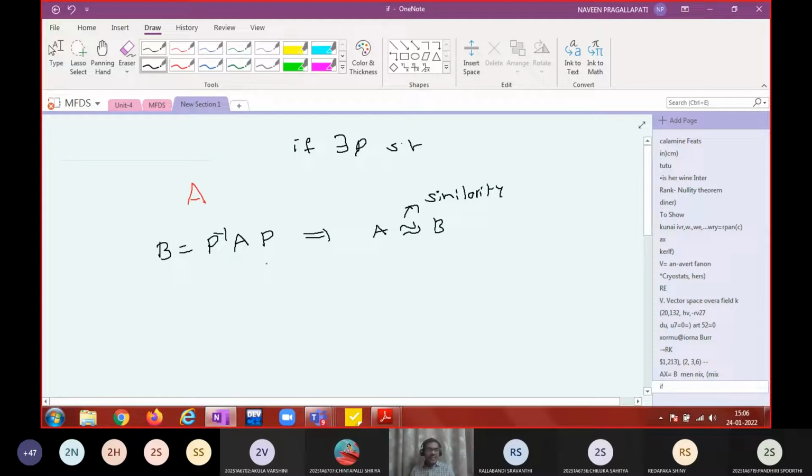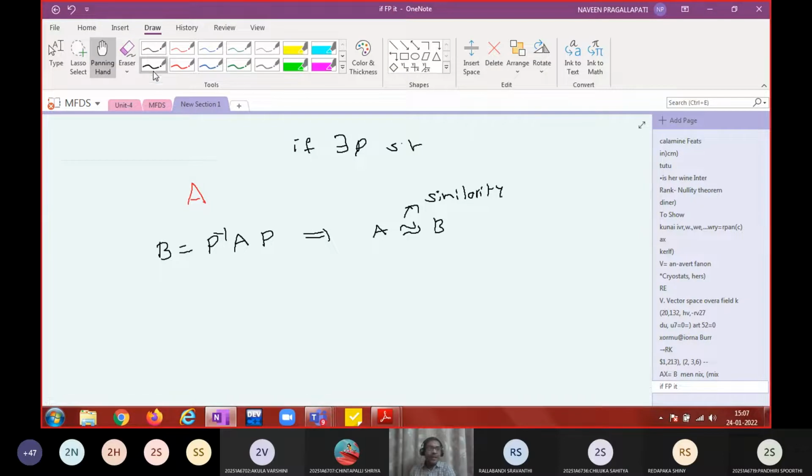This kind of thing we have seen earlier in change of basis. I told you to verify one property. The matrix of a transformation related to one basis can be expressed as P inverse times the matrix of the transformation with respect to the original basis times the transformation matrix. That means the matrices of the transformations with respect to different bases are actually similar matrices.